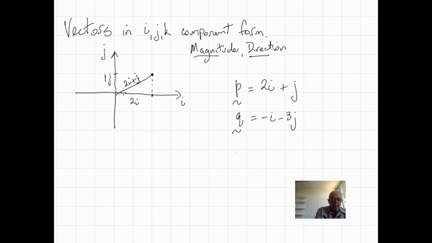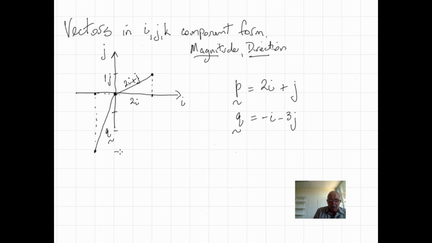And so we've got minus i, so this is the positive i direction, so minus i would go out to there. And then minus 3j, instead of going in the positive, will go down here 3 units. So down to there. So starting at the origin, coming out here, that would be vector q, which is equal to minus i minus 3j. So 1, 2, 3, negative 3 down there. Okay, so that's in 2 dimensions.